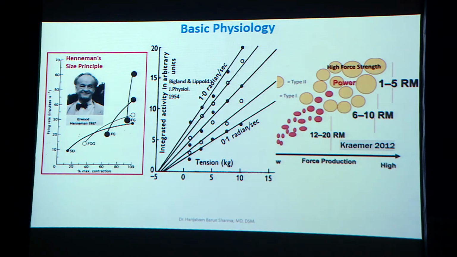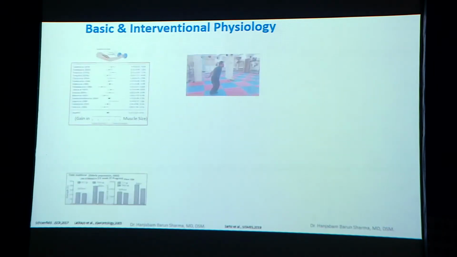So one thing is that you have to increase the training load in order to focus on the type 2 fibers, which are important for your strength. Another is that at the same load, if you use more speed, your recruitment will increase. These are the basic physiological concepts, so let's see how we have to apply them.